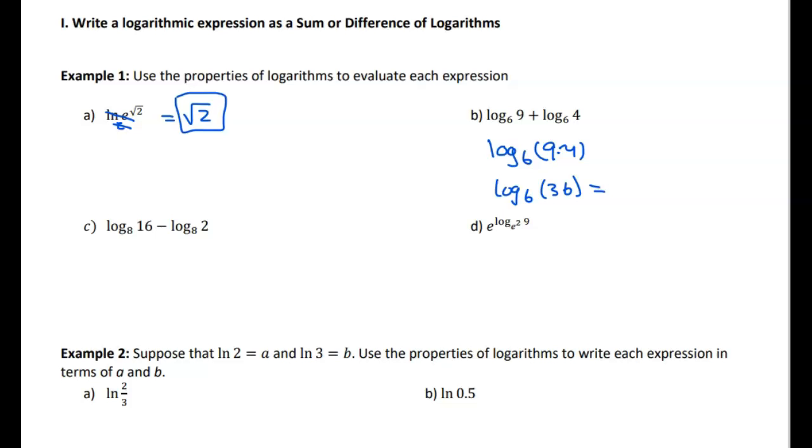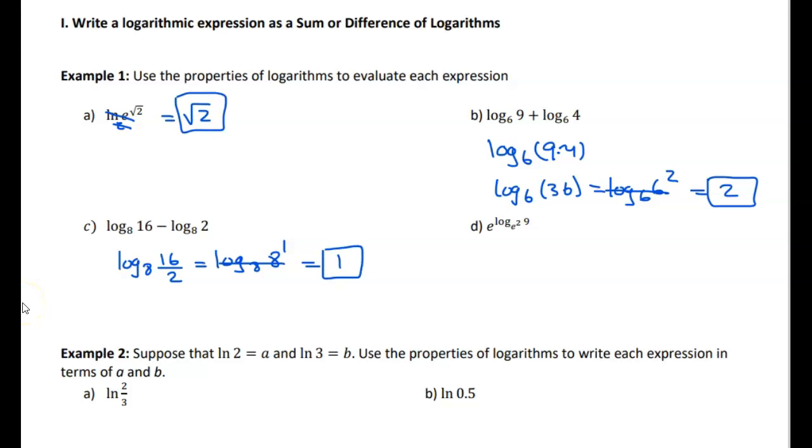Now we're going to use another property. We're going to match bases. 36 is 6 to the 2. If the base of the log and the base of the exponential match, they cancel out, and we get 2. Part C, it's a subtraction. We have the same bases, so we can compress it into one log with division. So log base 8 of 16 over 2. We simplify: log base 8 of 8 to the 1. These cancel out, and we get 1.